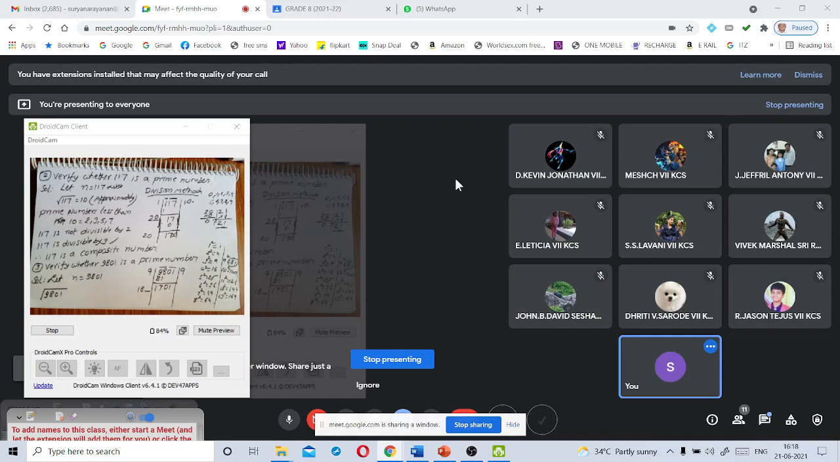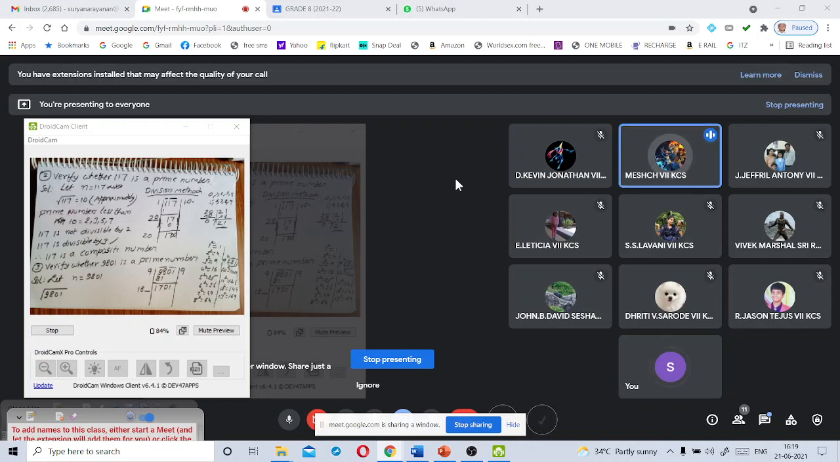I will post this classwork notes in the Google Classroom in the form of PDF. Please find it, write that classwork notes and submit on time. This work, your classwork note submission, is also considered for internal assessments. Okay.